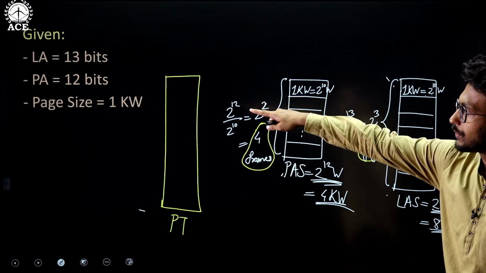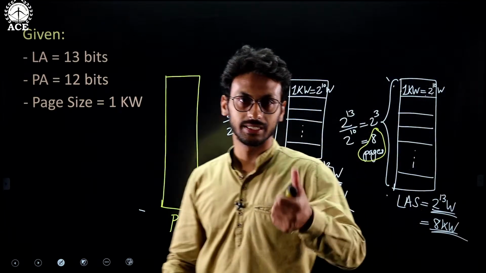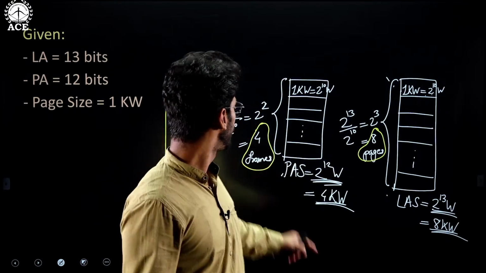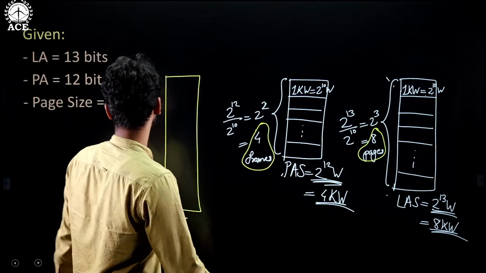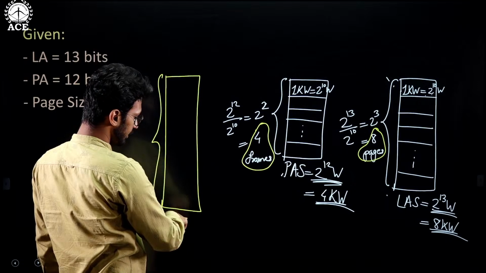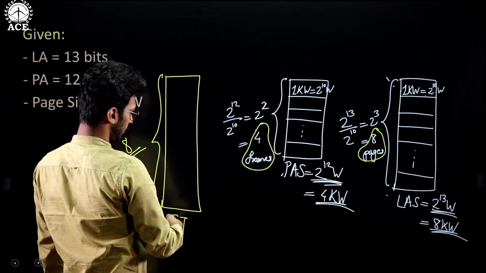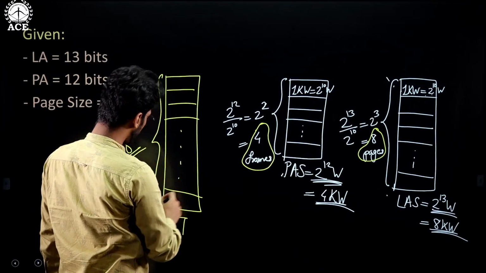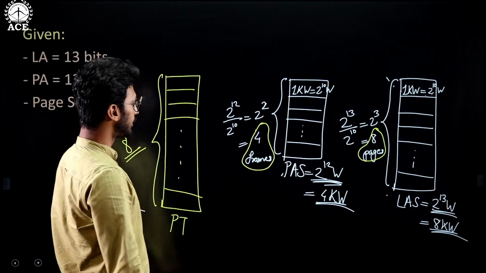From logical address, physical address and page size, what all points did you get? First, logical address space. Next, physical address space. Number of pages, number of frames. These 4 points you got automatically. 2 more points you'll get. First one, number of pages in page table is equivalent to number of pages, 8. Number of entries in page table is equal to number of pages in logical address space. So that also you got.